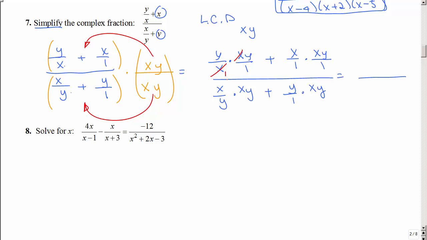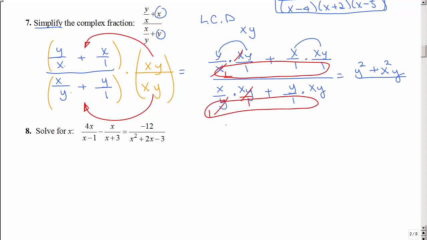So those reduce, and now all I have in the denominator is 1. And I don't need to write the 1, so I'm just going to multiply that together, y squared. I'm going to multiply that together. On the bottom, I can reduce that, and again, all I have are 1's in the denominator. So just multiplying that, I have x squared plus xy squared.